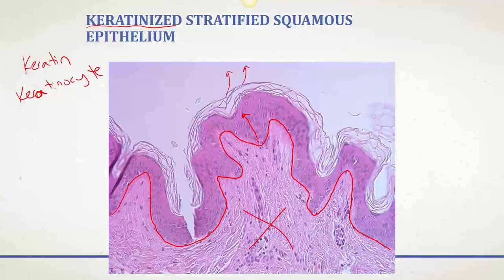The location of keratinized stratified squamous epithelium is your skin. So this would be the epidermis layer of the skin. And then this is the dermis layer of the skin, which, like I said, we'll talk about. That's a different type of tissue. And then the function, it forms a barrier. So that's going to help protect the underlying tissues.